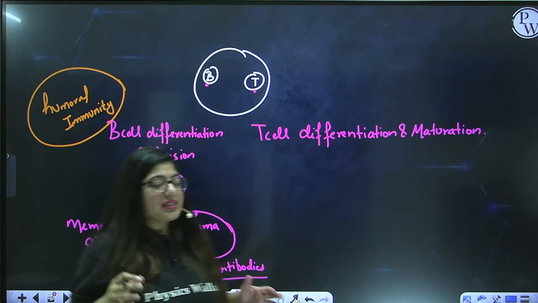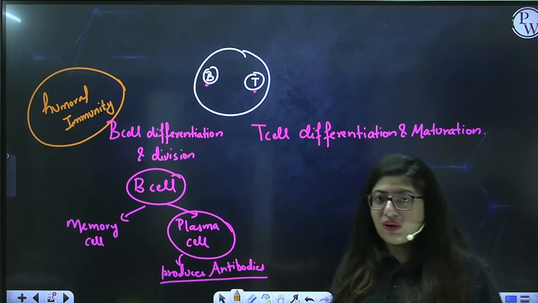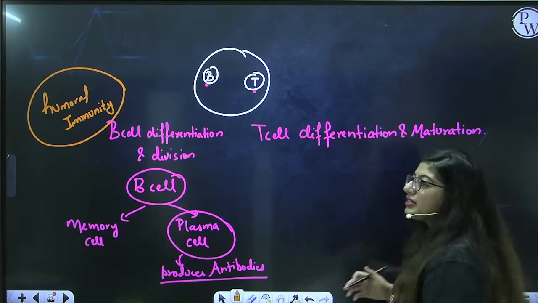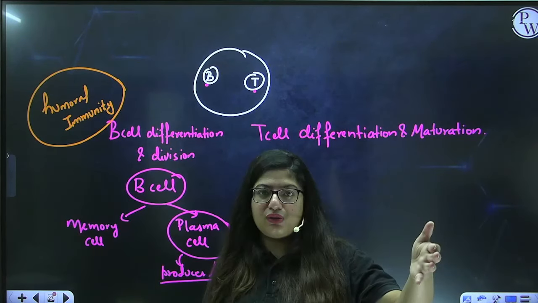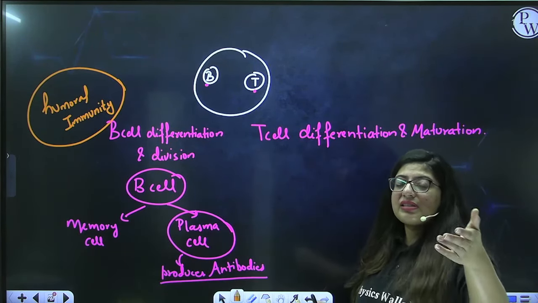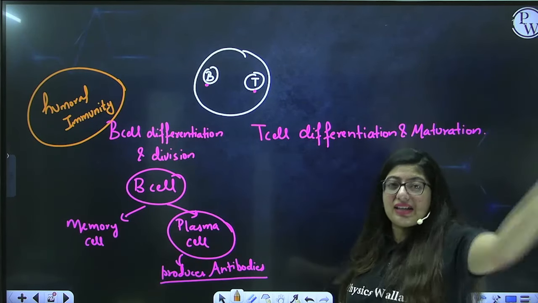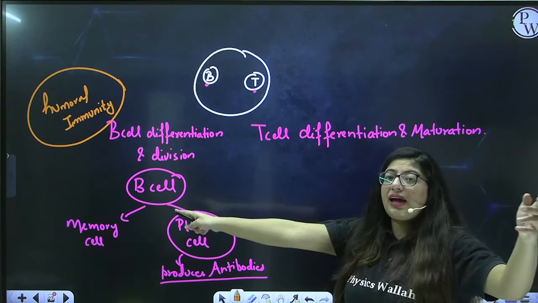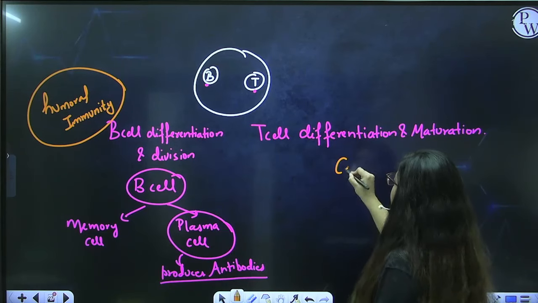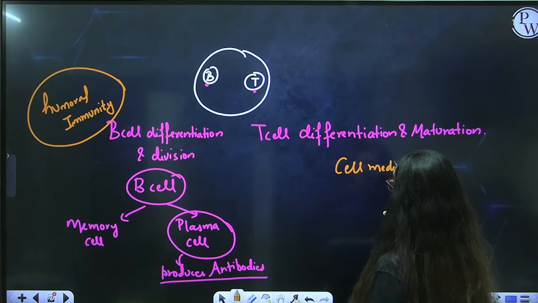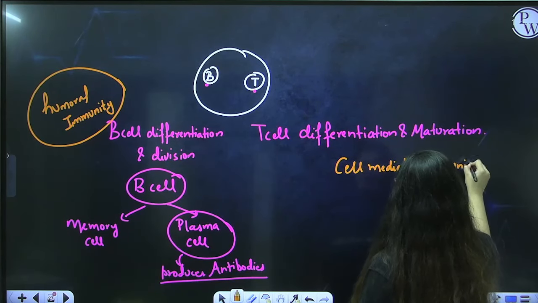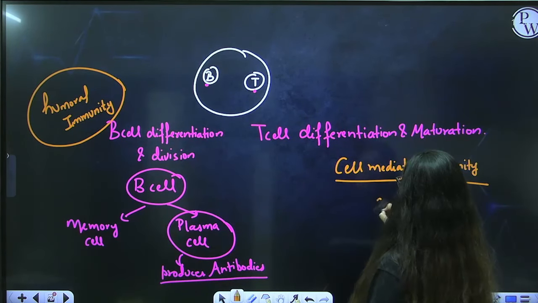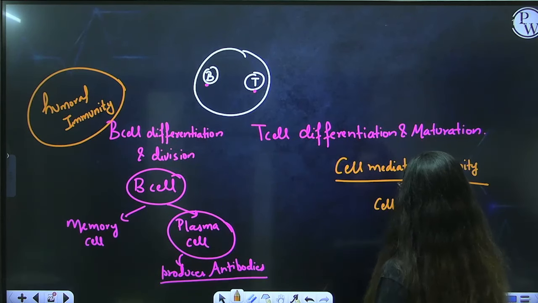Humoral immunity is associated with B cell, where antibodies are formed, whereas T cell is the one which directly kills the pathogen. The immunity in which cells directly kill the pathogen, unlike that of B cell, you call cell mediated immunity. So in cell mediated immunity, cells directly kill the pathogen.